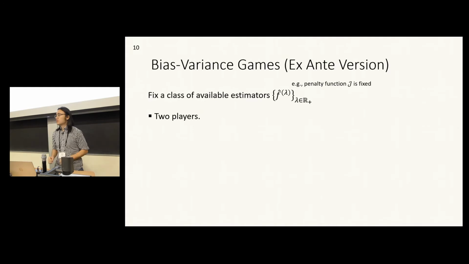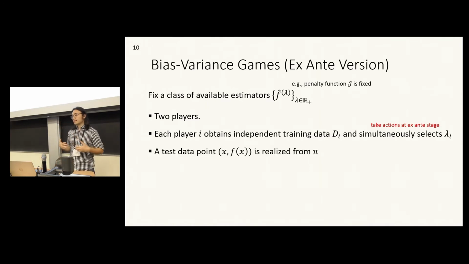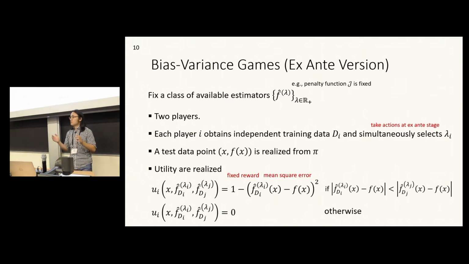And so in our game, in our bias-variance game, there will be two players. And each player will obtain an independent training data set. And then they will simultaneously choose this parameter named lambda, which will control the Bias-Variance trade-off. And we call this the ex-ante version because in this current version, each player will take their action at the ex-ante stage. And then a test data point will be realized, and the utility of the two players will also be realized. And it will share a similar format as our motivating example in the beginning.